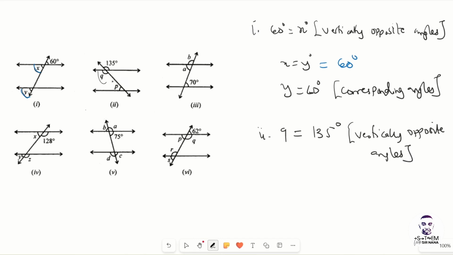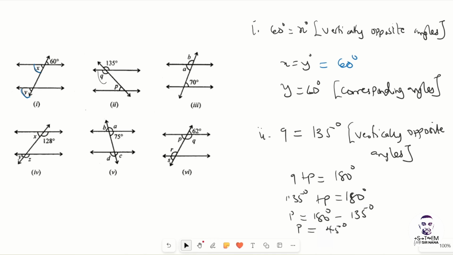And what can we say about Q and P? We can say that they add up to 180 degrees. So we know that Q plus P is equal to 180 degrees. So if our Q is 135, we add our P, we should get our 180 degrees. So it means that our P will be equal to 180 degrees minus 135 degrees. So it means our P would give us 45 degrees. So we've gotten our P here, right?